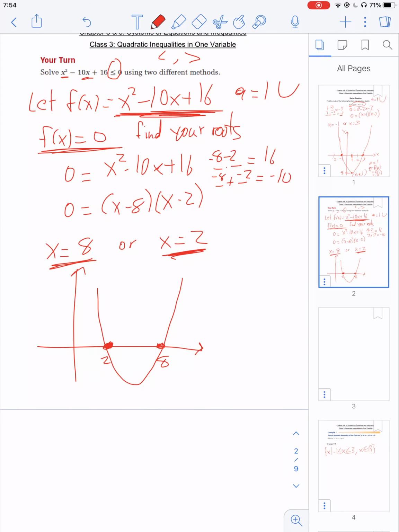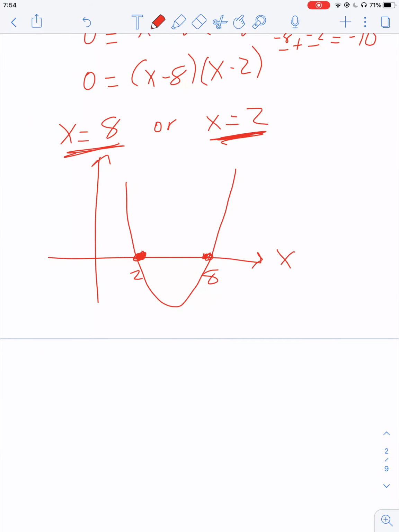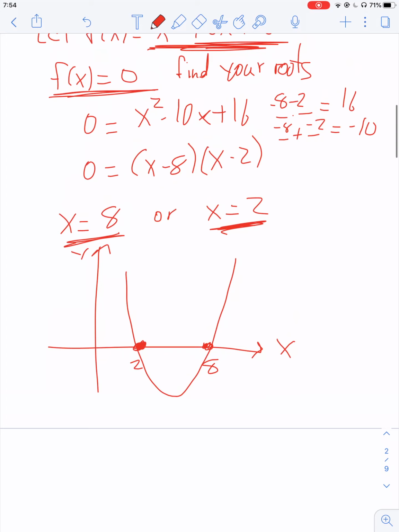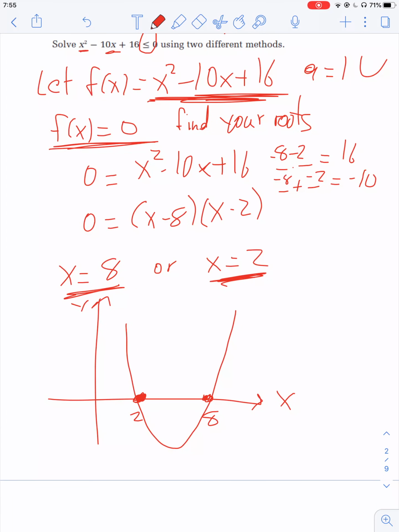So using this, this is your x, this is your y. So using this picture, I know when my function is negative. Okay, my function is negative over here, and it is negative, right?